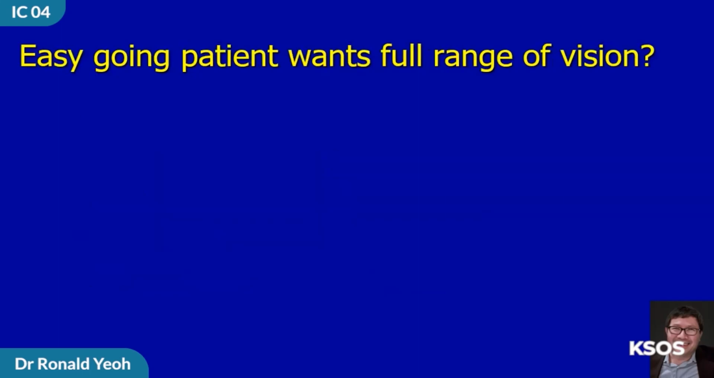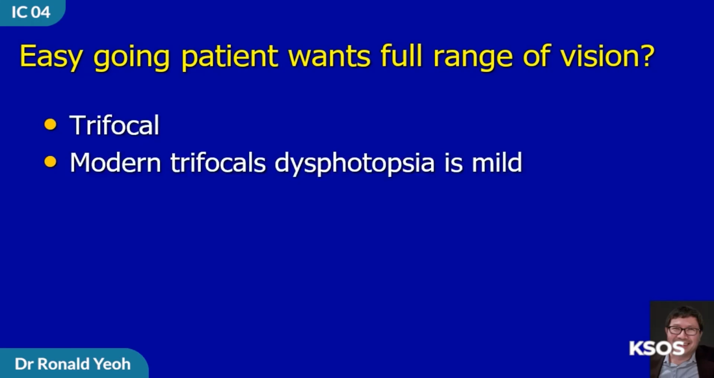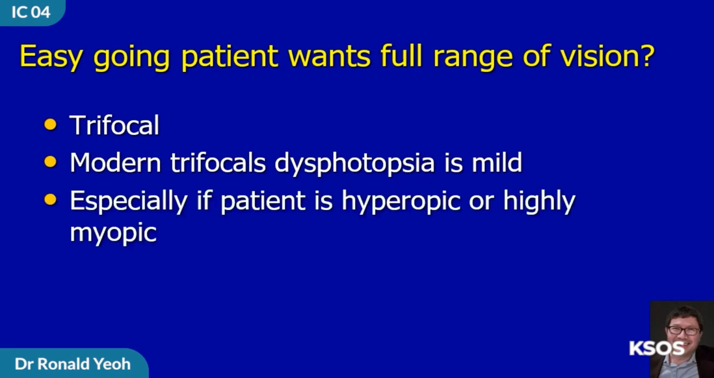So let's have a few examples. Say you've got this easygoing patient who really wants a full range of vision. That's easy. You give them any good trifocal lens, bearing in mind that modern trifocals have gone through so many generations of development that dysphotopsias are really quite mild today. And if you have a patient who's hyperopic or significantly myopic, they're going to be happy really regardless of what you put into their eyes.